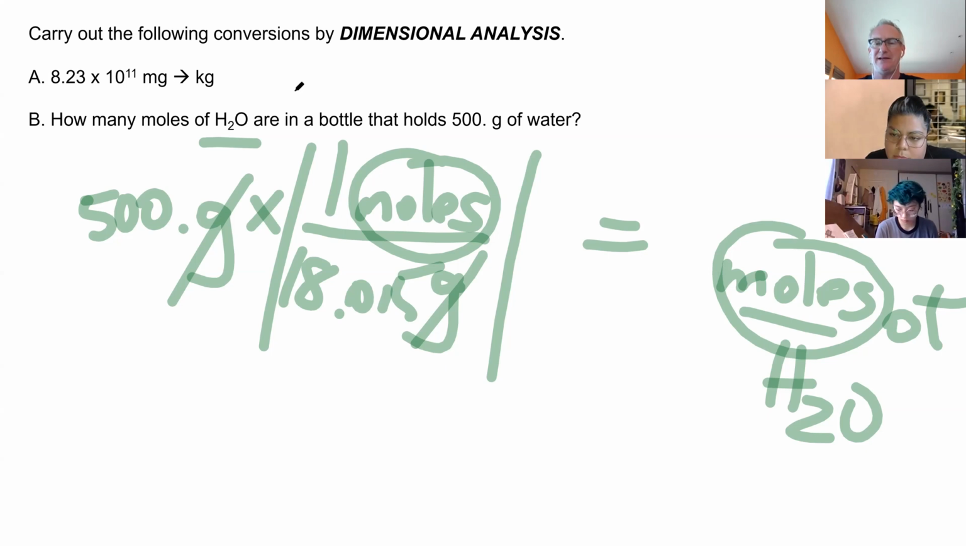Now, what students do all the time is say, well, I can just divide by 18.015 and give you the answer, right? No, because I don't want you to divide anything, ever. The reason is I want you to multiply. Always, always, always multiply.